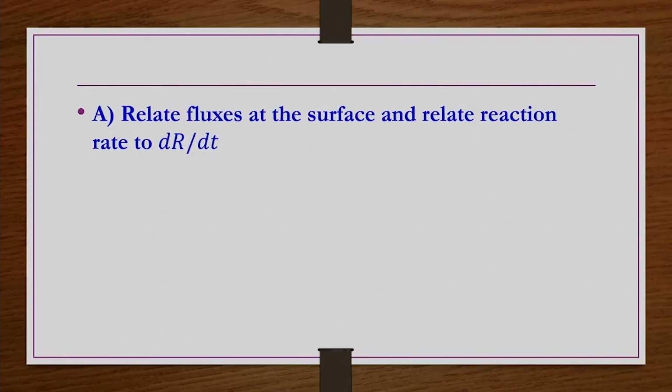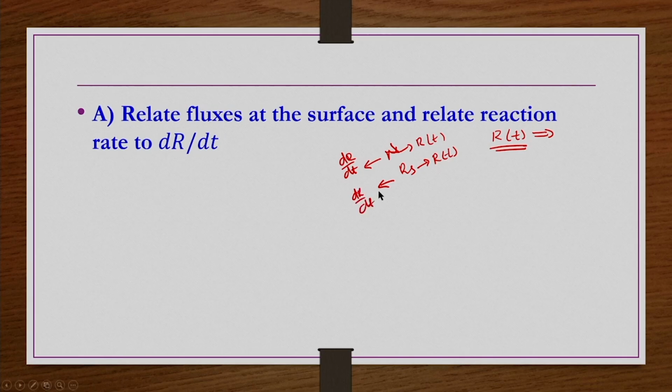The first part of the question is to relate the fluxes at the surface and then relate the reaction rate to dr by dt. So, this r as a function of time, this is what we know. So, rather than directly relating the flux N to r, or relating the reaction rate, let us say Rs, to r as a function of time, what we have been asked is to relate these fluxes to dr by dt, and these reaction rates also to dr by dt. That is what we have to do, right. We do not want to relate directly to r as a function of time, but we have been asked to relate this flux and then the reaction rate to dr by dt.